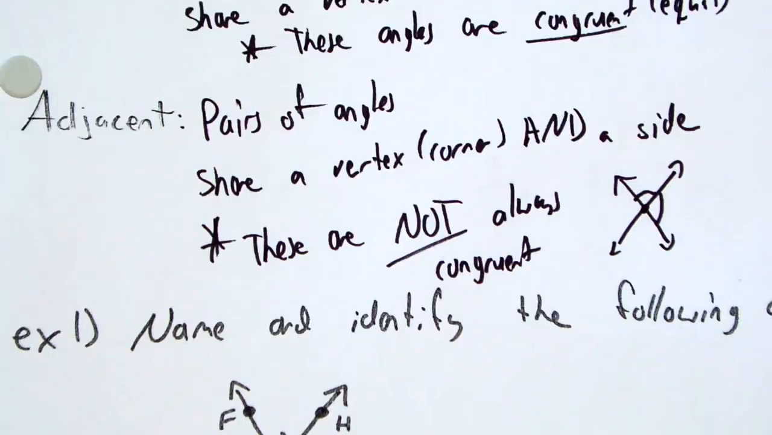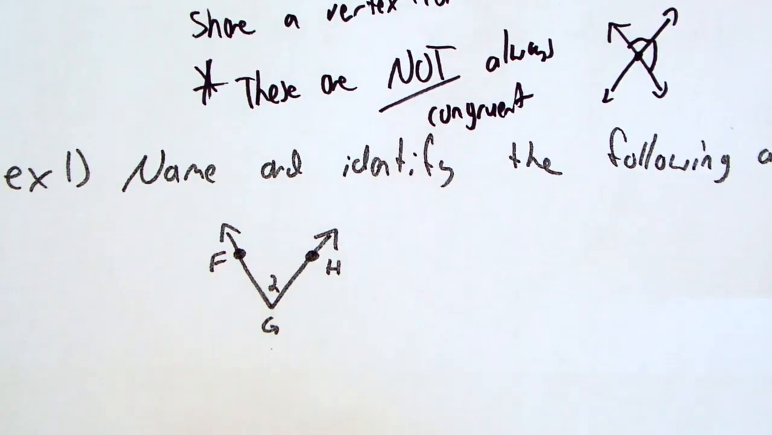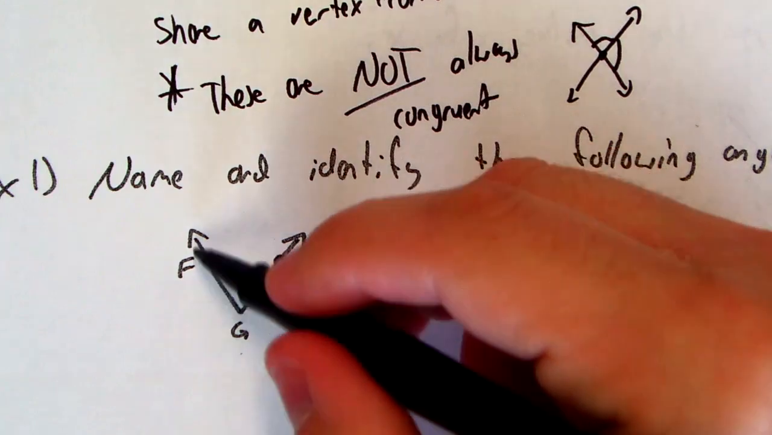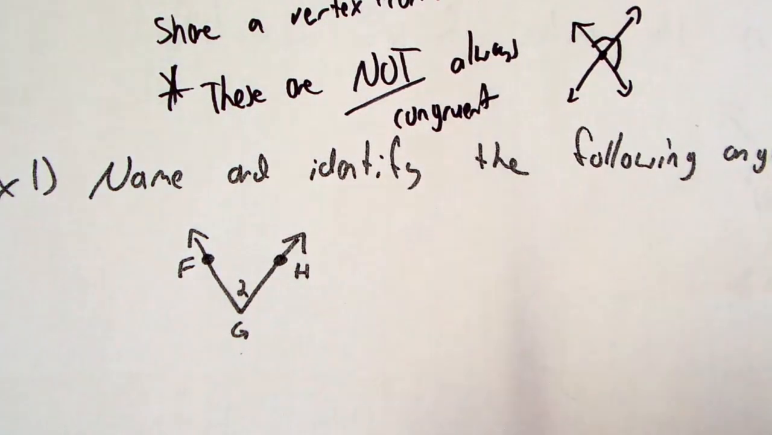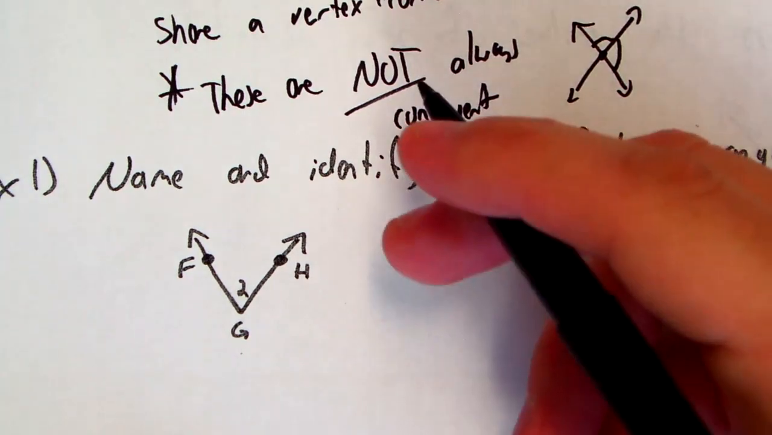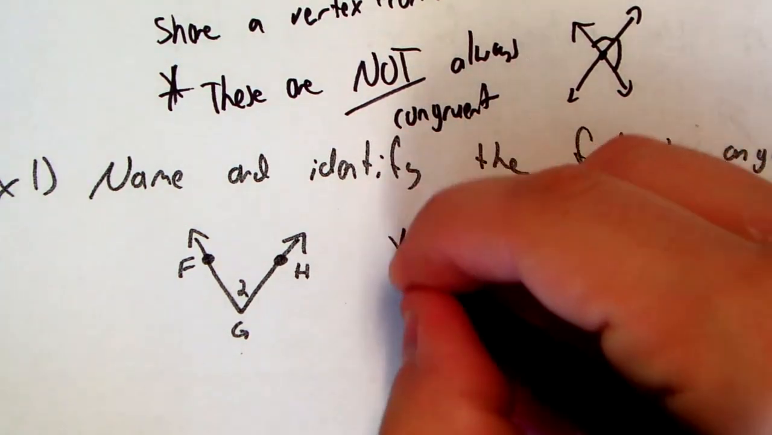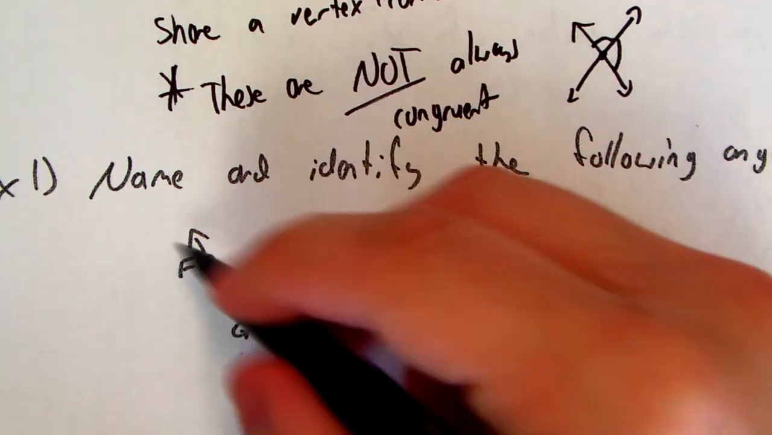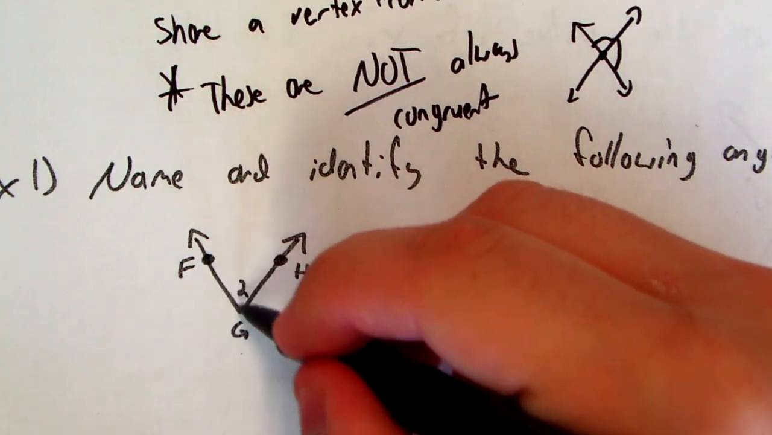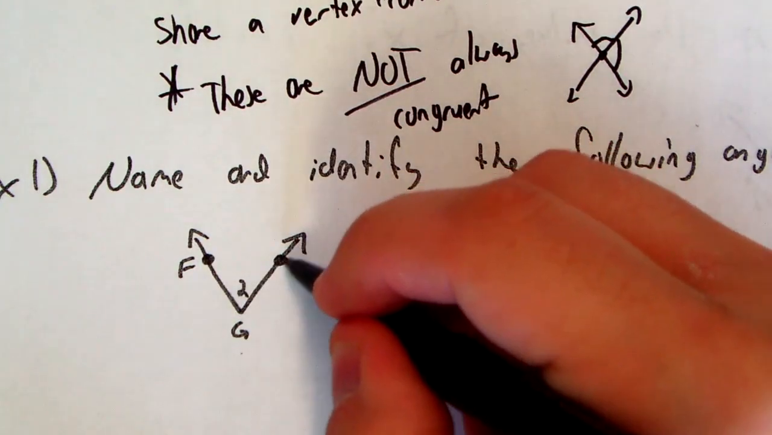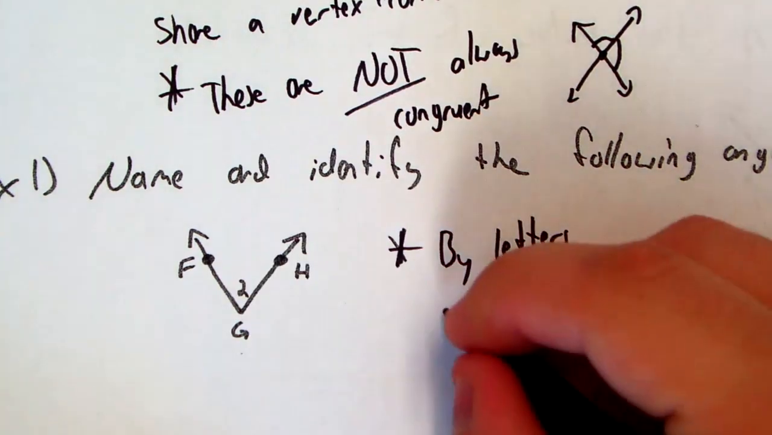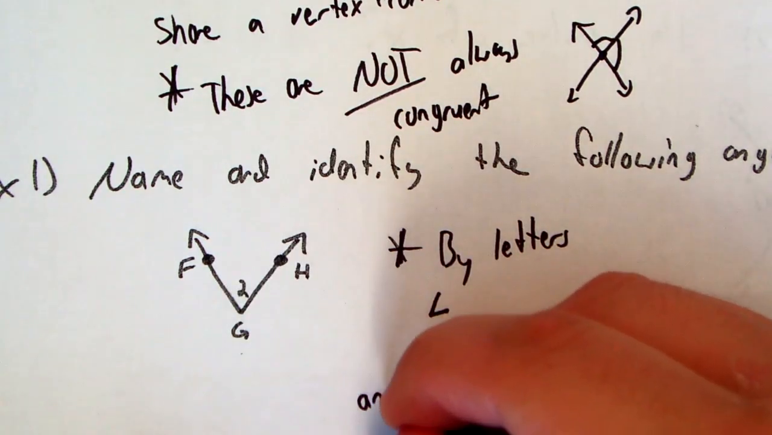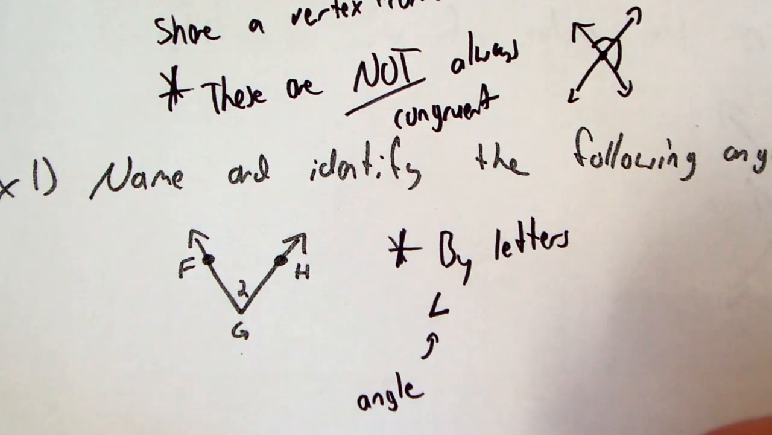So, first thing I want to do is we're going to talk about naming and identifying the following angle. So in this case, we have an angle here. This appears to be an obtuse angle or an acute angle. But there are three different ways to name it. One of the ways is by letters. And there are actually two different ways that we can look at it, going from left, down, and up to the right, or from the right, down, and then up to the left. So this symbol right here means angle.